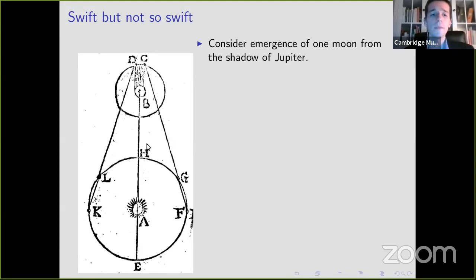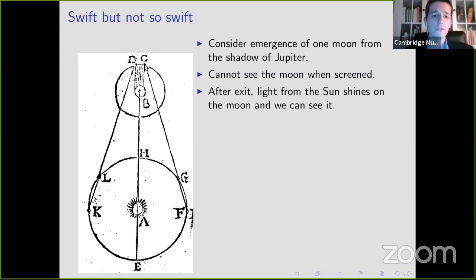So we consider the emergence of one moon from the shadow of Jupiter, because we cannot see the moon when it is screened. After the exit from the shadow of Jupiter, light from the sun shines on the moon and we can see it. So let us suppose that light has a finite speed. What would then happen? What difference would we see in our observations?